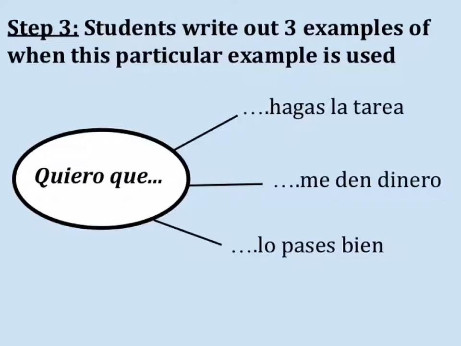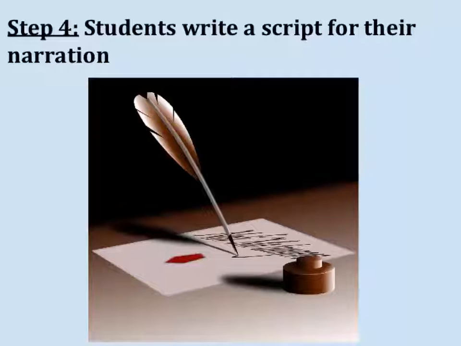Step 3. Have the students write out 3 examples of when this particular use is needed. Step 4. They then write a script in Google Docs for their explanation of this rule using their examples. This means a script for what they would narrate in their flipped video. They should number each line as it would represent one slide.